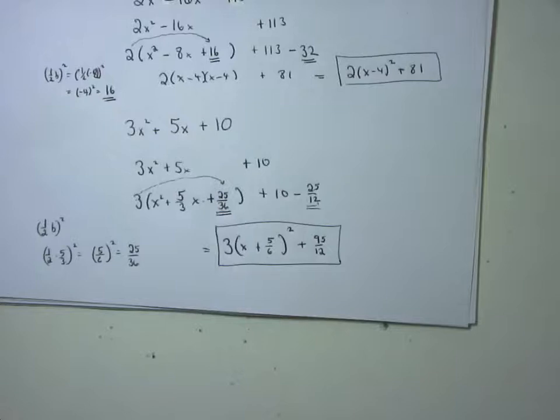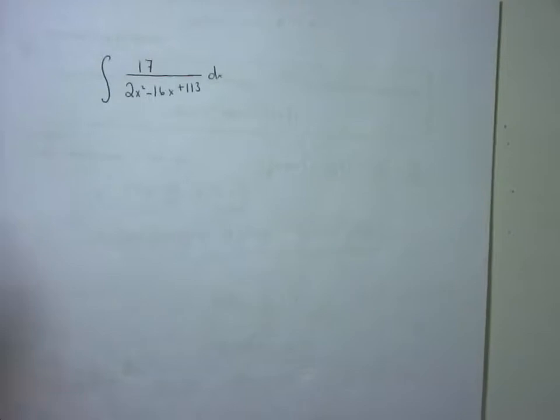And my u part, or the u squared plus a squared, the u squared is going to be the 3 times x plus 5 sixths squared, plus the a squared is the 95 over 12. Does that make sense? So, just to do one more, this particular problem, you know the ultimate goal is to integrate this stuff.